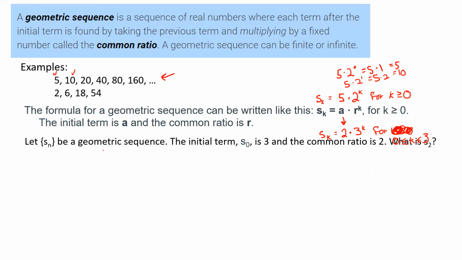So let's just write out S naught, S sub 1, S sub 2. If the initial term is 3, then that's this right here. To get each other term, we continue to multiply by that common ratio of 2. So 2 times 3 is 6. Starting with 3, multiplying by 2 is 6. Now 6 times 2 is 12. And so S sub 2 would be 12. So that would be the answer here.